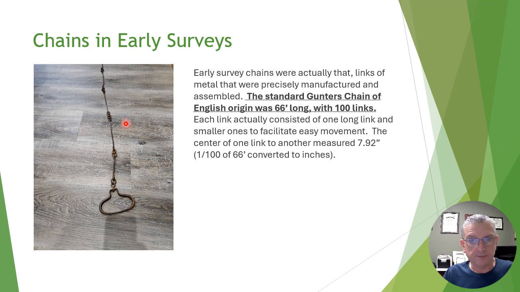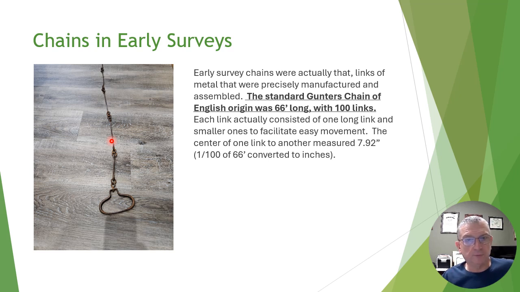These are meant to be 1/100th of a gunner's chain apart, which is, a gunner's chain is 66 feet long. Gunner's chain has 100 links. 66 hundredths of a foot equates to 7.92 inches, which is just right below 8 inches. 8 inches being 0.667, or 2/3 of a foot.